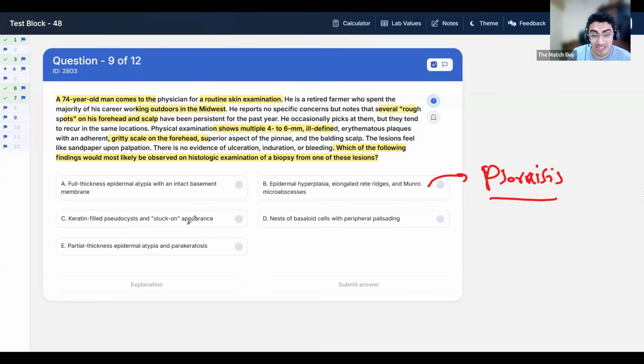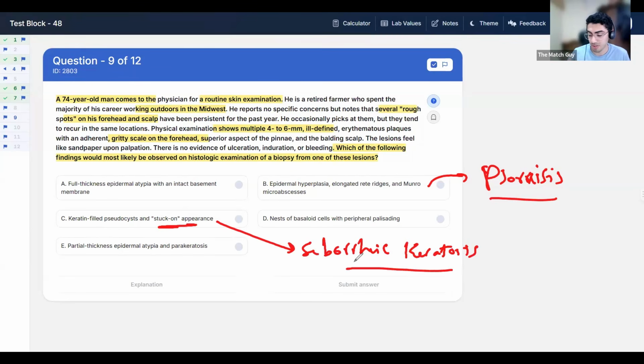Keratin-filled pseudocysts and stuck-on appearance. Seborrheic keratosis. Okay, stuck-on appearance. Brownish macules that have the stuck-on appearance. And by the way, we can have sudden multiple seborrheic keratoses on the body. We call this the Leser-Trélat sign. And this could be a sign for GI malignancy. Very important.